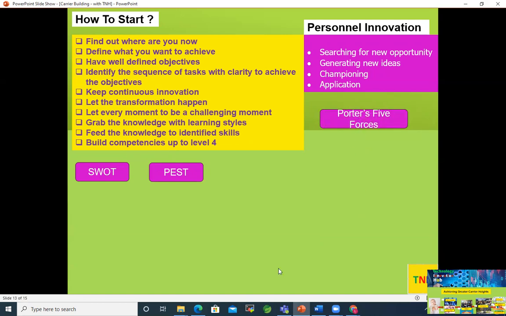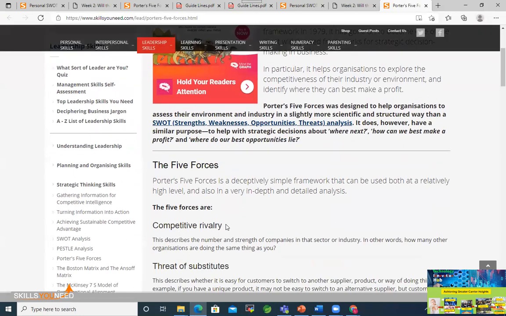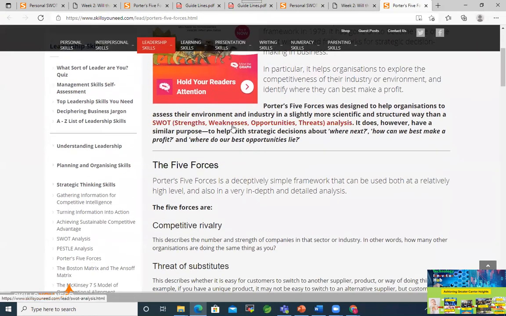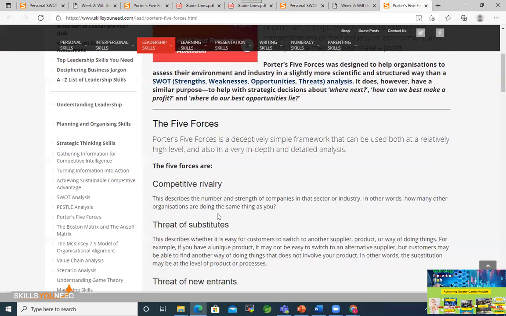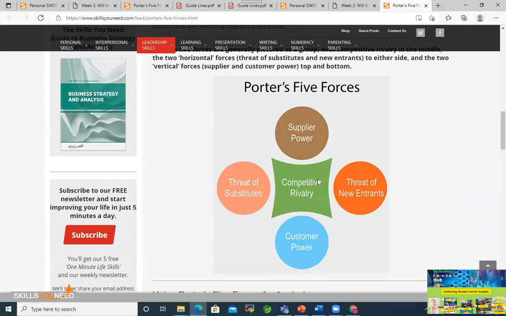Then we have Porter's Five Forces analysis. It is more useful in a business environment, but at a personal level you can also do that analysis, and that is also from Skills You Need. Just go to this site. You can assess your competitive advantage over rivalry. Rivalry is your competitor. Just take a look at it.